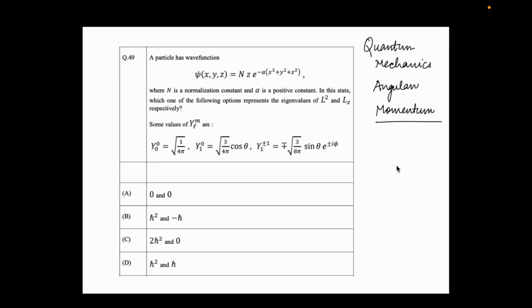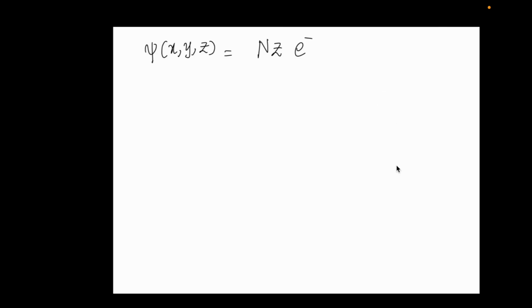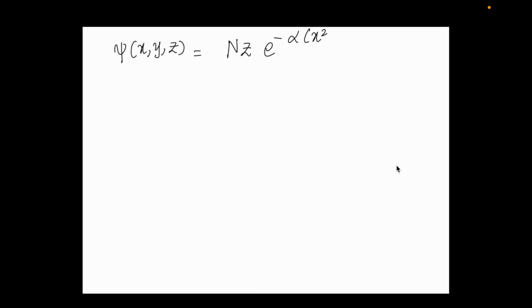So let's start the question. The wave function is given in terms of x, y, z as this, where N can be some normalization constant. Now the best approach when you have questions like this, where you have to deal with angular momentum, is to convert the wave function into spherical polar coordinates.